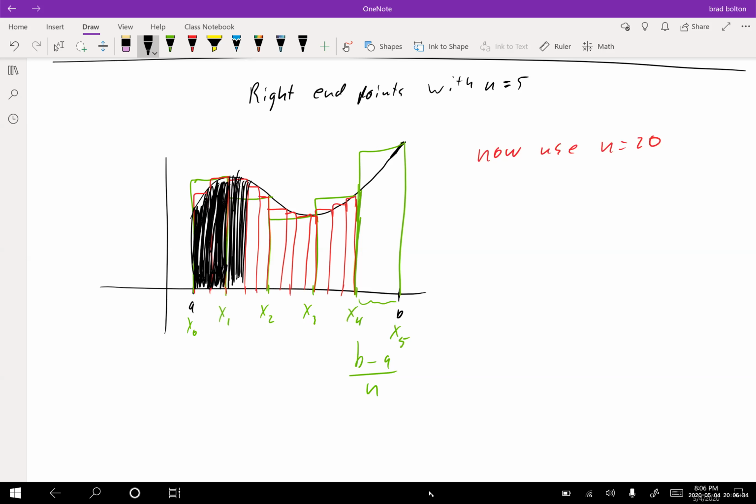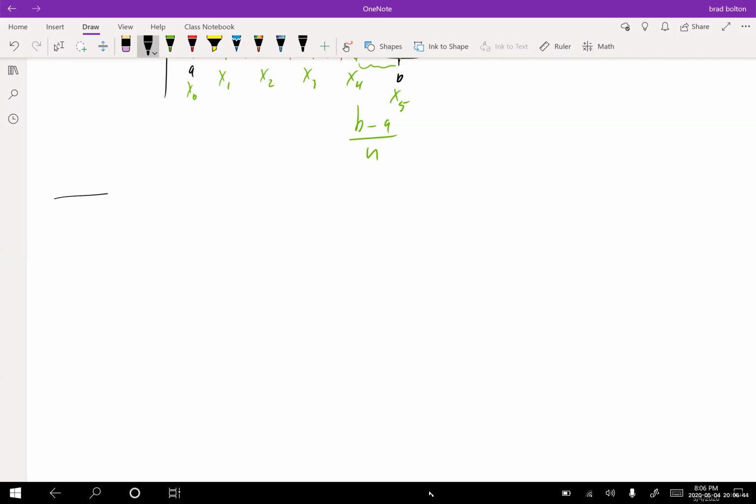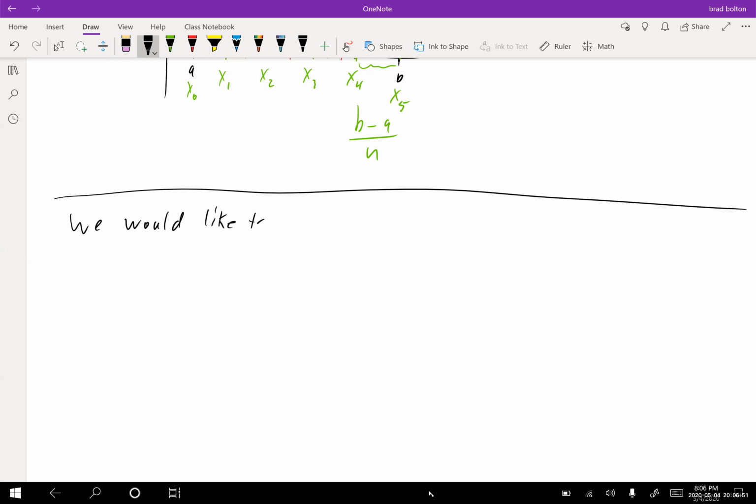It's a little bit harder to explain all of this online, so I'm going to try to jump ahead a little bit. This is the idea behind it. We would like to be able to talk about an infinite amount of rectangles.